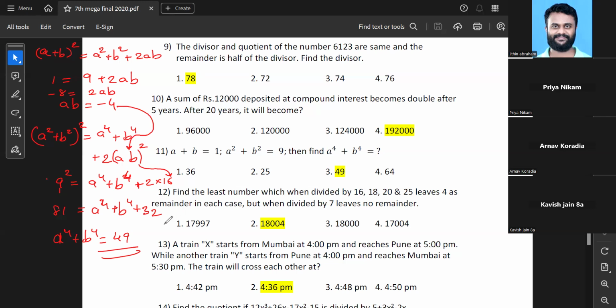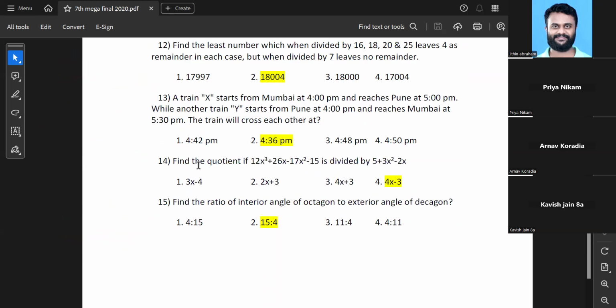Okay, I'm erasing this now. Now, 12th question. Find the least number which when divided by 16, 18, 20, 25 leaves 4 as the remainder, and when divided by 7 leaves no remainder.